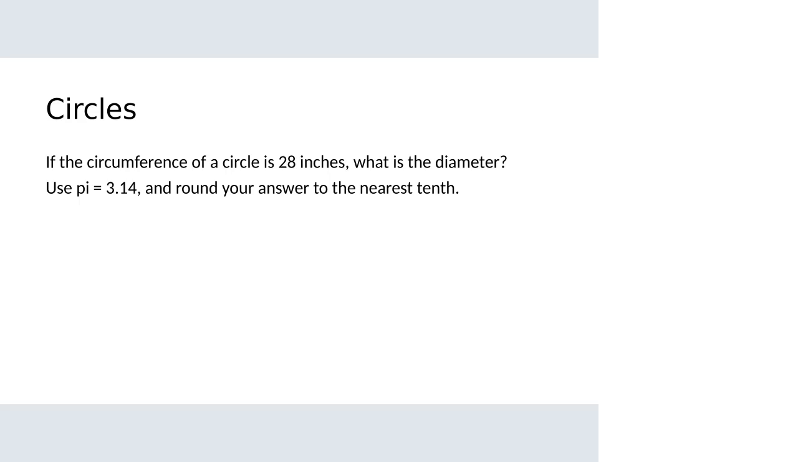Here's a question for us. If the circumference of a circle is 28 inches, what is the diameter? Use pi equals 3.14 and round your answer to the nearest tenth. I'm not going to do a poll for this one. We're just going to work through it together.